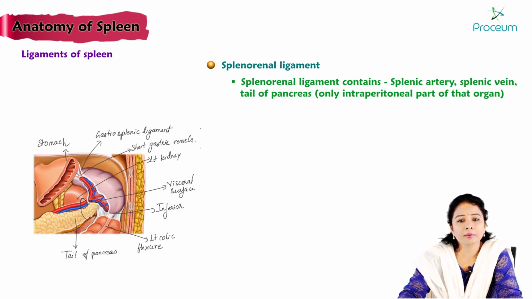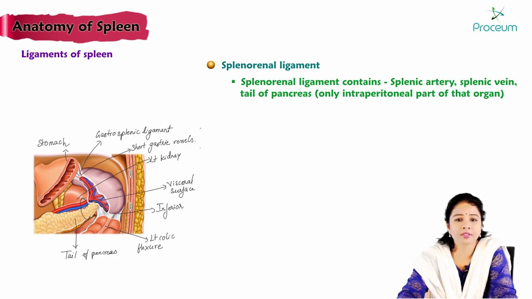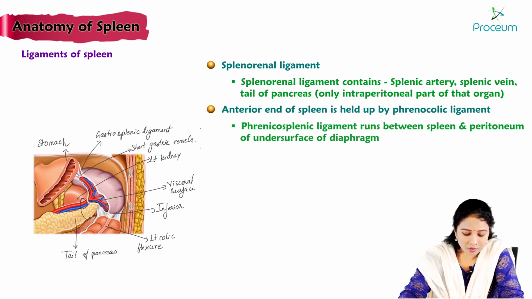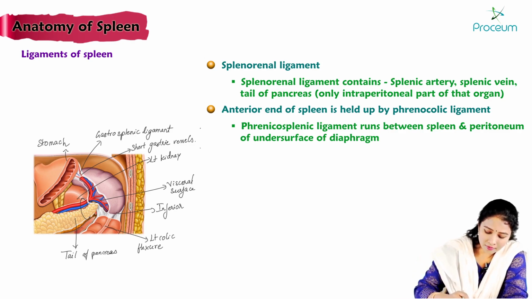The only intraperitoneal part of the pancreas is located within this ligament. Anterior end of the spleen is held up by phrenicocolic ligament. So phrenicocolic ligament connects with the diaphragm and the colon.